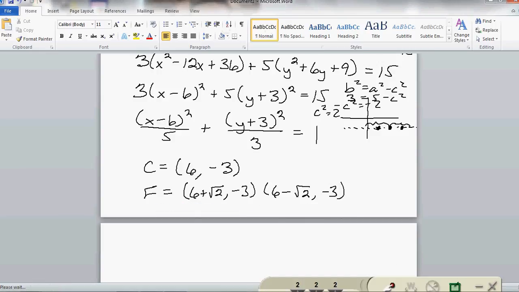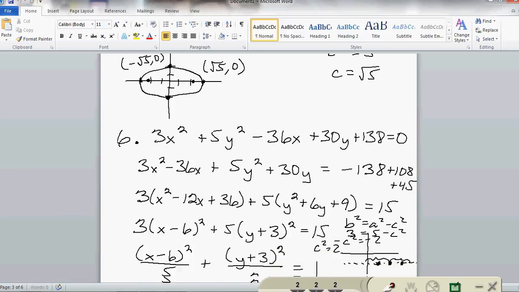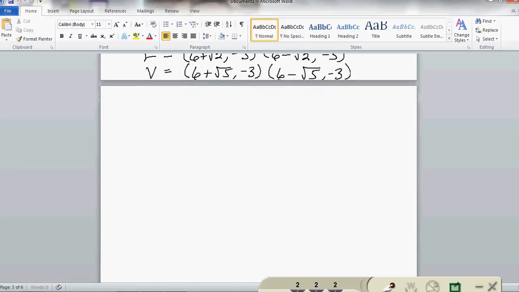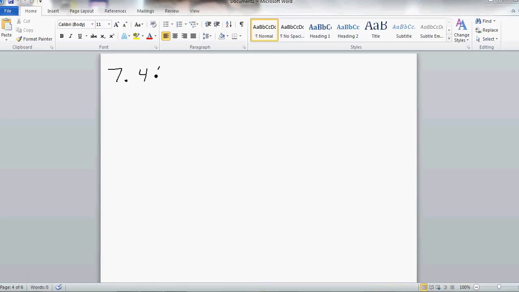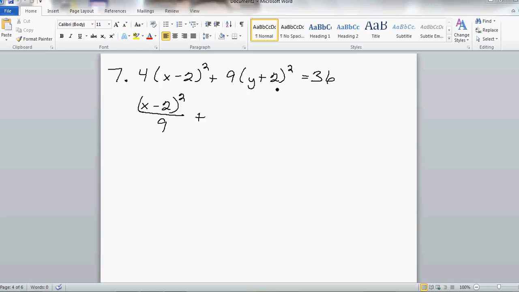So as we do that, we need to go through the whole process. We need to figure out all the important stuff and then start putting things in. So number 7 is 4 times x minus 2 quantity squared plus 9 times the quantity y plus 2 quantity squared equals 36. First thing we have to do is get this equal to 1. So I'm going to divide everything through by 36. This is going to become x minus 2, the quantity squared, over 9. And dividing this by 36, we get y plus 2, the quantity squared, over 4 equals 1.